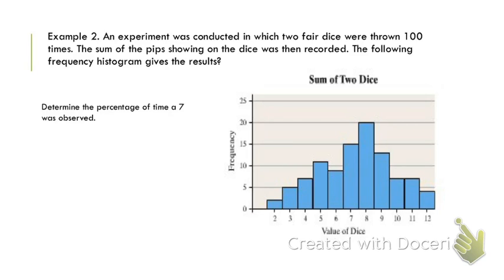Determine the percentage of time a 7 was observed. So we said that, yeah, 15 out of 100. 15%.